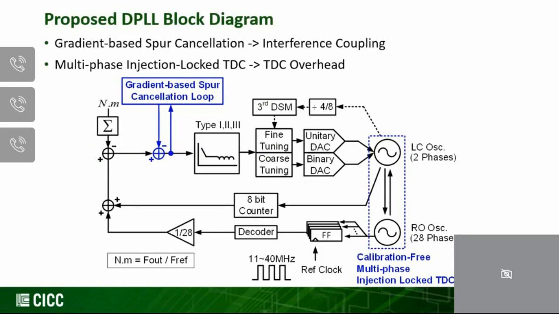Shown here is the first prototype that we have done numerous years ago, where we actually try to use this so-called gradient-based spur cancellations that we would inject in this loop of the digital PLL architectures. In addition, we also have this injection locked TDC, where we would inject this additional ring oscillator to the main oscillator of the PLLs in order to avoid any additional calibration requirement. But today, for the sake of the tutorial, we will be mainly focusing on the spur cancellation loop.